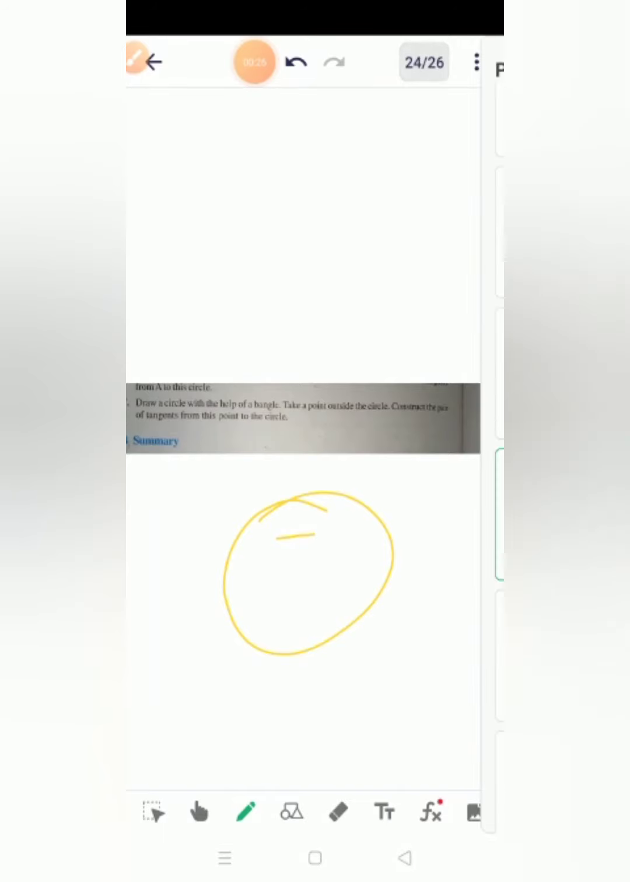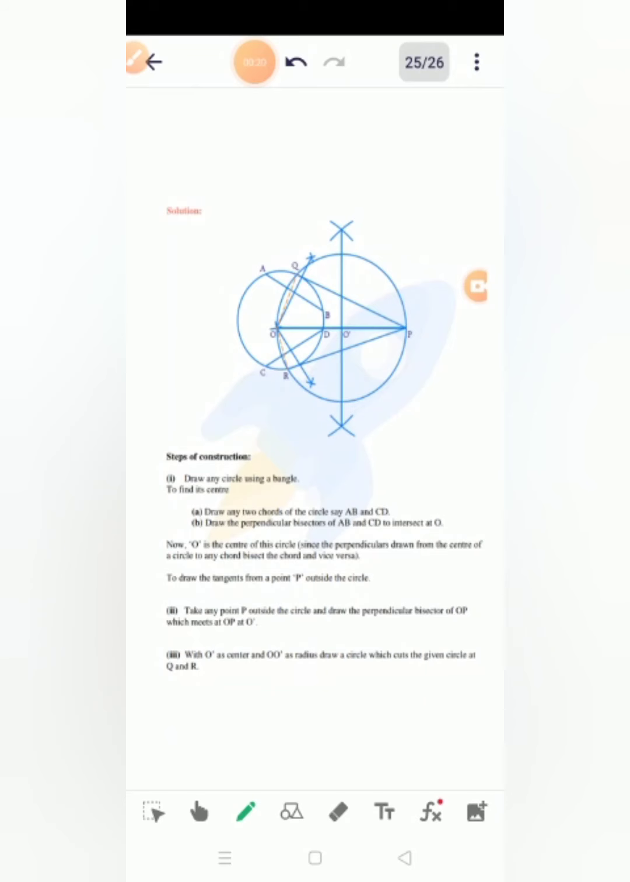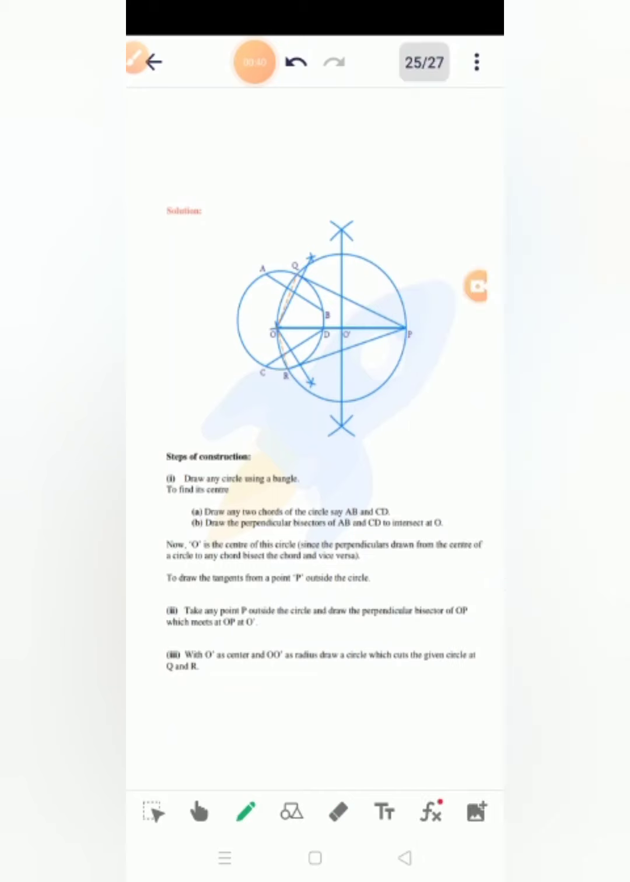Fine. Now let's see what the steps are here. We'll follow these steps and solve our question. Step of construction: draw a circle with a bangle. You just draw a circle. Let me do it here. Draw a circle with a bangle. Fine. And to find its center, draw any two chords of the circle, say AB and CD.